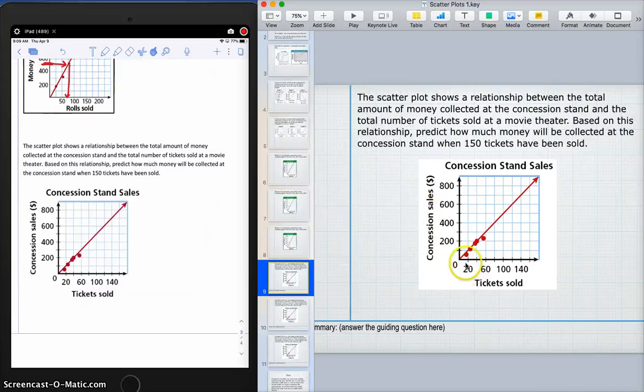Okay, so you can see as more tickets are bought, more money is being spent at the concession sales. You can see that our data only goes to about 60 tickets being sold, so that's where we are making predictions for how much would be collected at 150 tickets being sold. So first we want to figure out where on my graph 150 would be. I can see I'm going up in 20 increments: 20, 40, 60, 80, 100, 120, 140. So this is 160. So I know that 150 is going to be halfway between 140 and 160. So I'm going to put my line about halfway between.